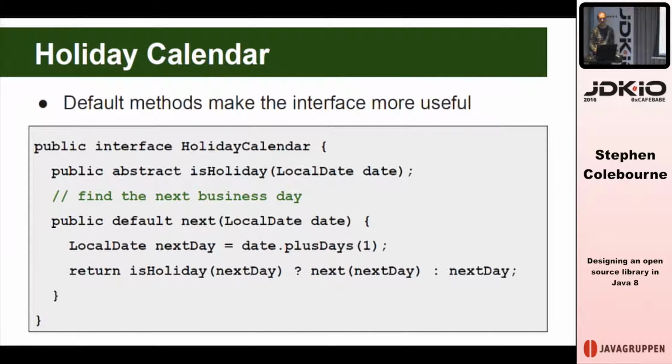Similarly, we could add a method to our interface that says, find the next business day. So given a date, what's the next business day? There's the implementation: get the next day, is it a holiday or not? If it is a holiday, then keep on going. Nice simple implementation. So now our interface actually has 3 methods on it, but implementers only need to implement 1.